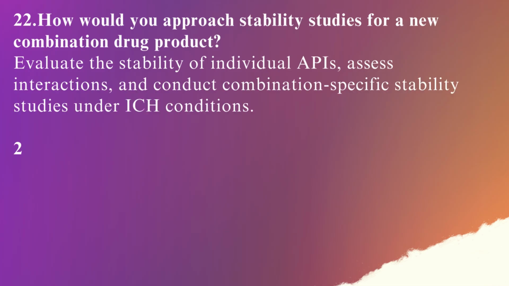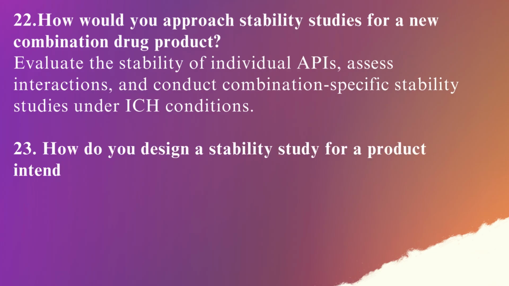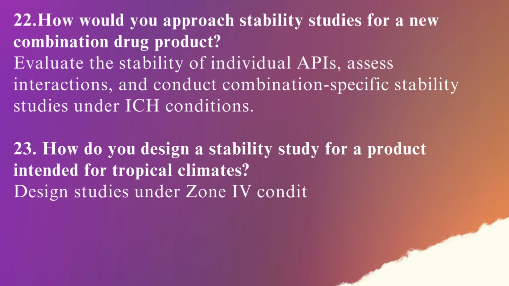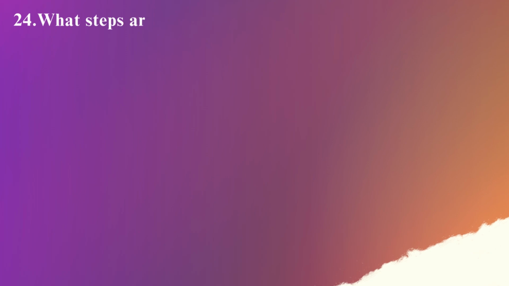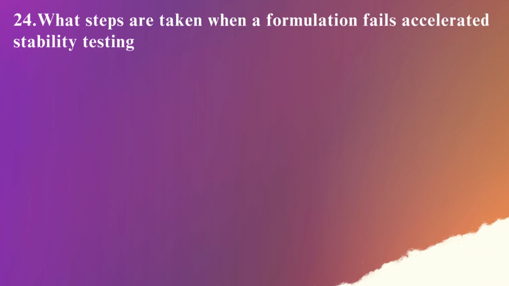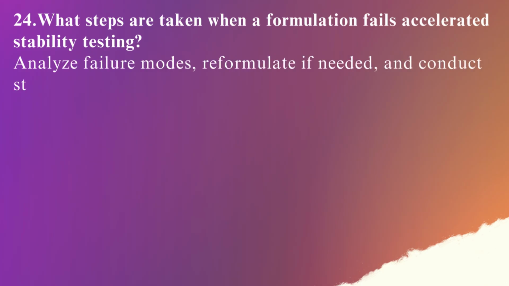How do you design a stability study for a product intended for tropical climates? Design studies under Zone 4 conditions, 30 degrees Celsius / 75% RH, as recommended by ICH guidelines. What steps are taken when a formulation fails? Accelerated stability testing, analyze failure modes. Reformulate if needed, and conduct stress tests to identify weak points.